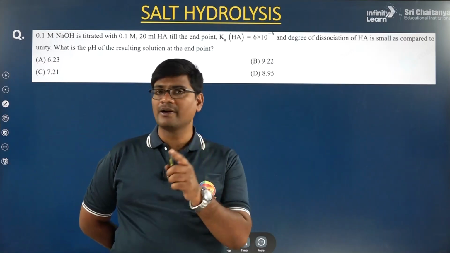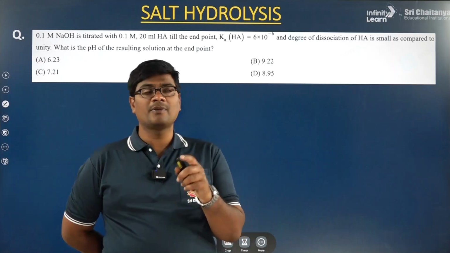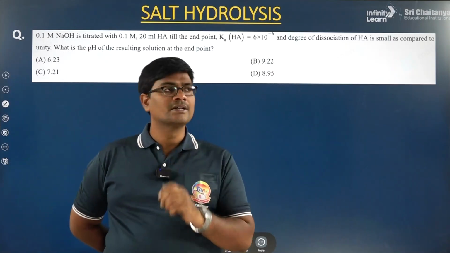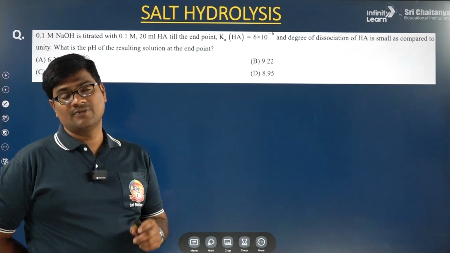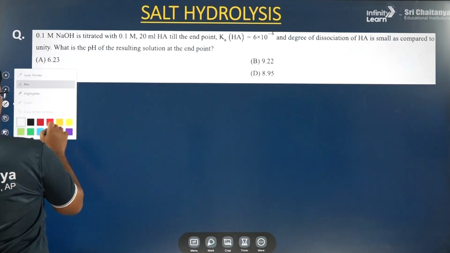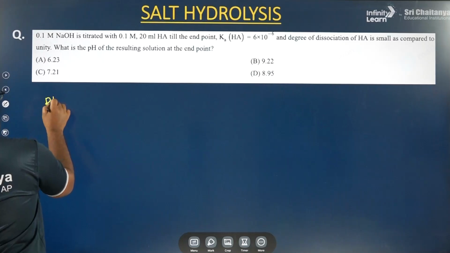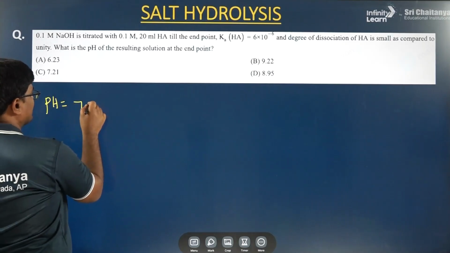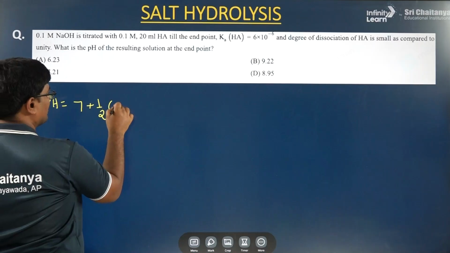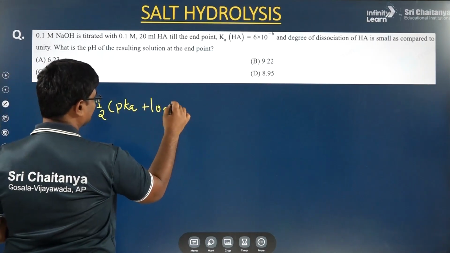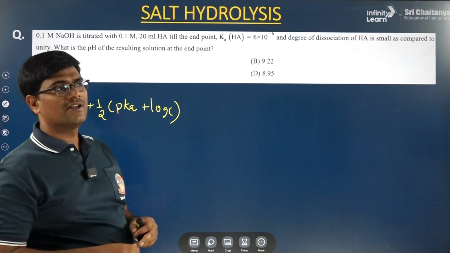At the end point, obviously we will get the salt. What type of salt is it? Here NaOH is a strong base and HA is a weak acid. Then what is the formula? The formula for the pH of the salt of strong base and weak acid is 7 plus half pKa plus log C. This is the formula. Then what is log C?